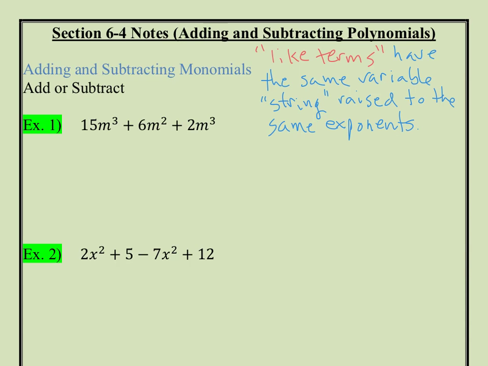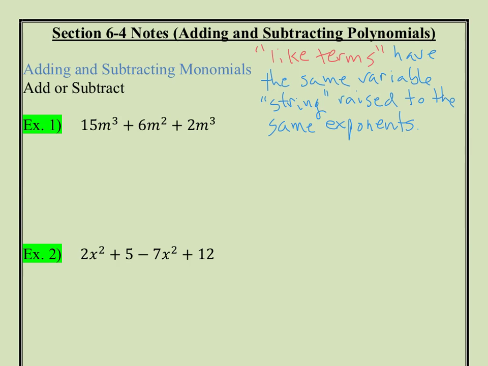So for instance, if you look at example 1 right here, you notice that all three terms have an m as their variable. So they all have the same variable string, however, the exponents are not all the same. So they look alike, but they're not all like terms. It would be like looking at apples. Some apples are red, some apples are yellow, some apples are splotchy, some apples are green.